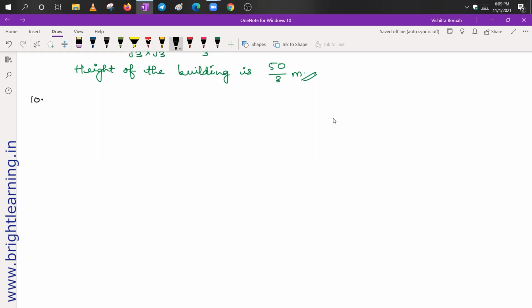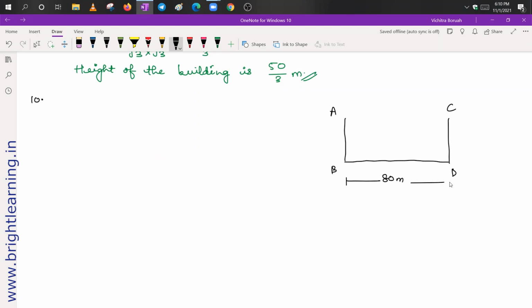Okay. So according to the question, first let us make the figure here. There are two poles of equal heights. Suppose these are the two poles. Suppose this is pole AB and this is pole CD. And the distance between these two poles, it is also given, that is 80 meters.